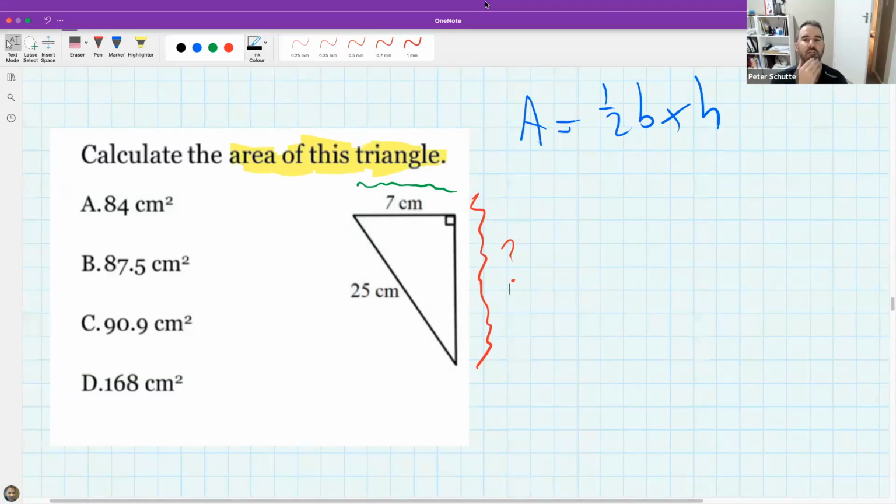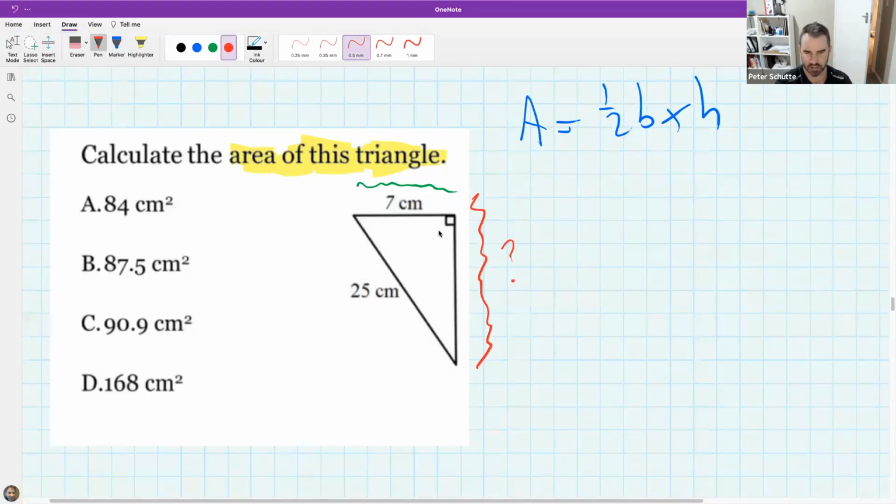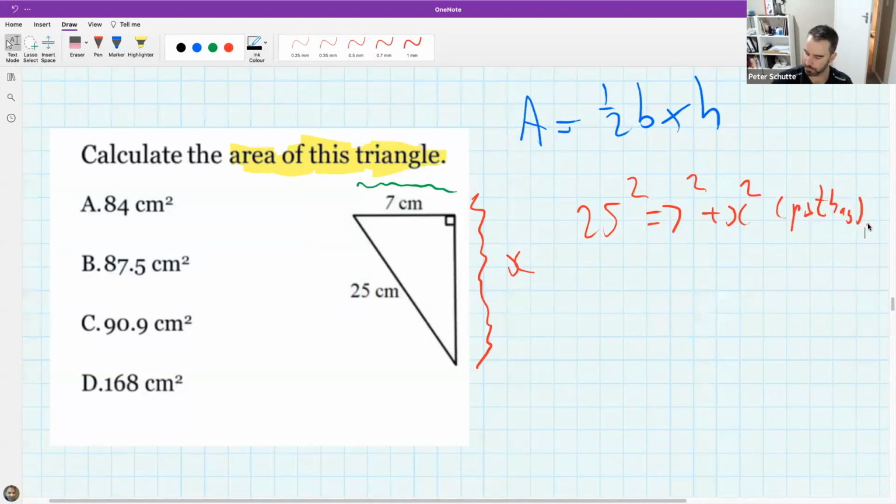What do we think could be done to find the red side? Yeah, Pythagoras, of course. You're given two sides and you want the third side. You're given a right angle, so you've got all the preconditions. So if we make this x, you could say 25 squared equals 7 squared plus x squared using Pythagoras' theorem. Now work out for me what x is and see if that can help you work out the area and choose the correct option for this question.